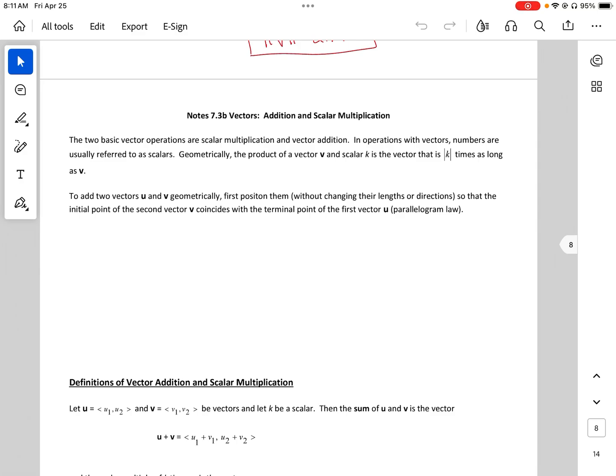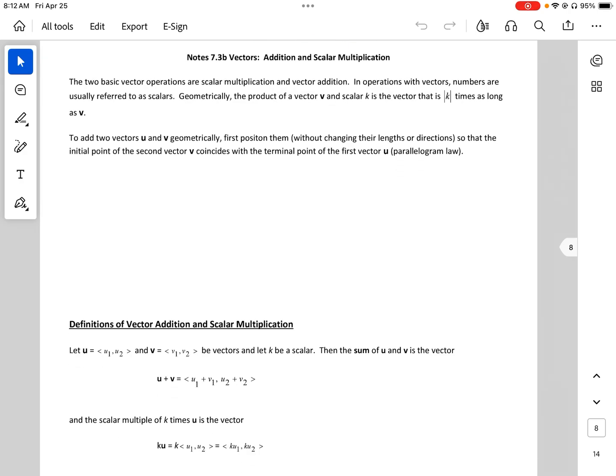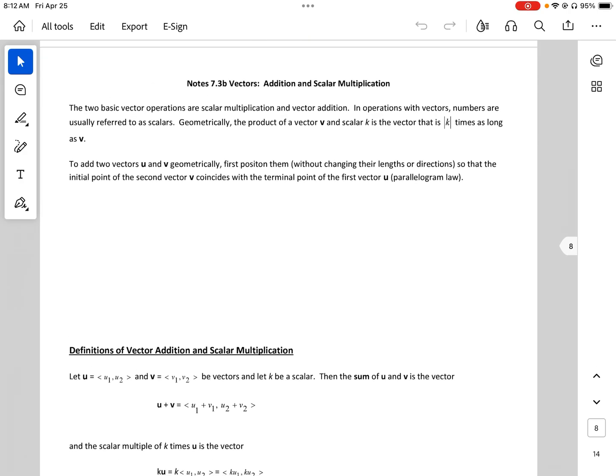Okay, so let's look at 7.3b vectors, addition and scalar multiplication. So we have learned about vectors and what they are, and we usually have them in component form. So we would have P and Q, or U and V. In this case, on these notes it says U and V.